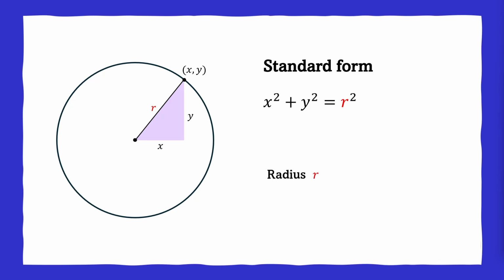If the center is moved to a new point, we adjust the equation to account for this shift. The standard form becomes the quantity (x minus h) squared plus (y minus k) squared is equal to r squared, where (h, k) is the center of the circle. This equation represents all the points (x, y) that are a fixed distance r from the center (h, k).